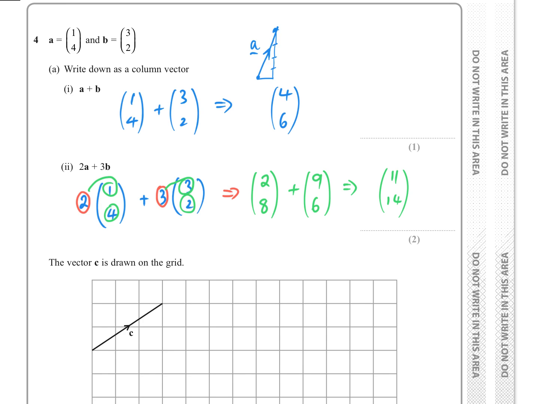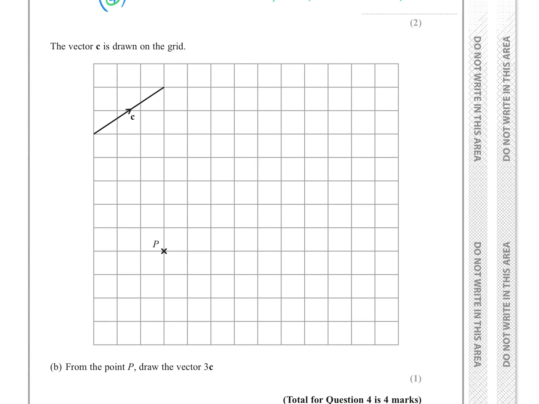Now, there's a diagram drawn here, and it says C, the vector C, is drawn on the grid. From this starting point here, and we could have started wherever we wanted to, but it's telling us to start from here, we've got to draw the vector 3C. So it'll be 3 times something. We'll call this Q and R. And don't forget, this part is the gradient, and this part's just a number.